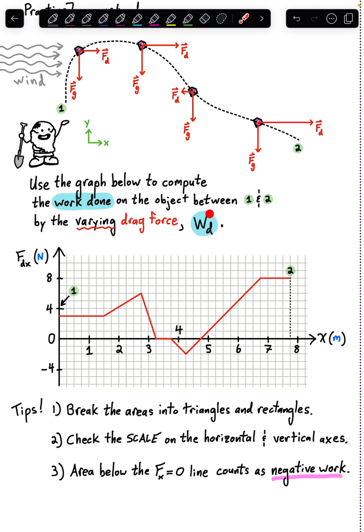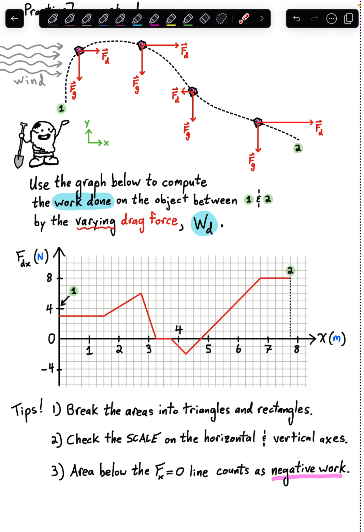So we're going to call that W_D, big W subscript little d, the work done by the drag force between moments 1 and 2. You'll pause the video in a moment to do this, but I have a few tips for you. Tip number 1, break the areas into triangles and rectangles, and then add them up. Tip number 2, check the scale on the horizontal and vertical axes. Axes sometimes have different scales. Check before you put in numerical values. And tip number 3, any area below the F_x equals 0 line is going to count as negative work.